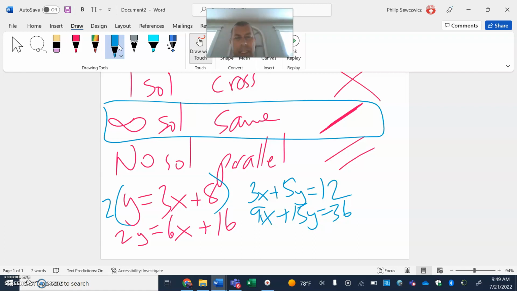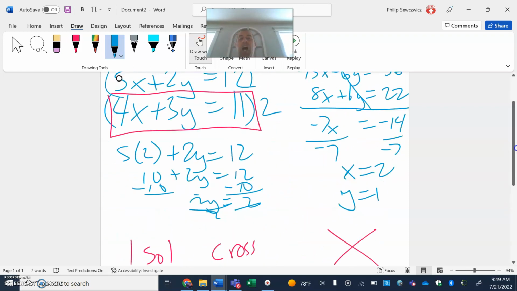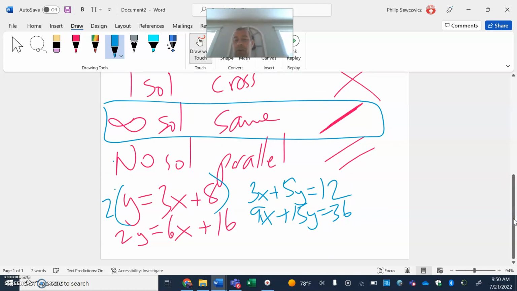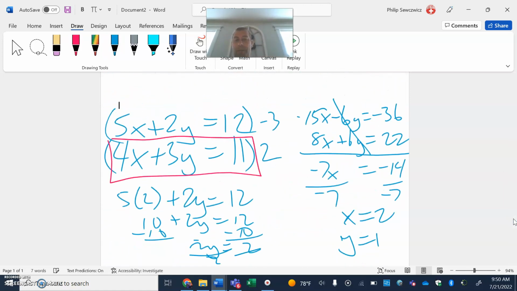So again, something to be looking for, but not something to invest too much in. A lot of times I'll get the answer and I'll be like, oh, it's infinite solutions. Then I'll go back and look and be like, oh, there it is. I see, they've all got the same multiplier. Okay, so let's look at some other ones that are in here as well.